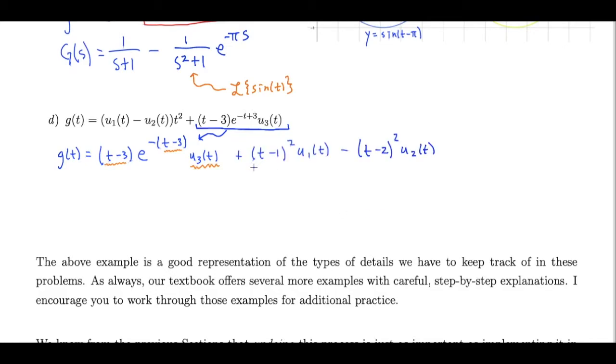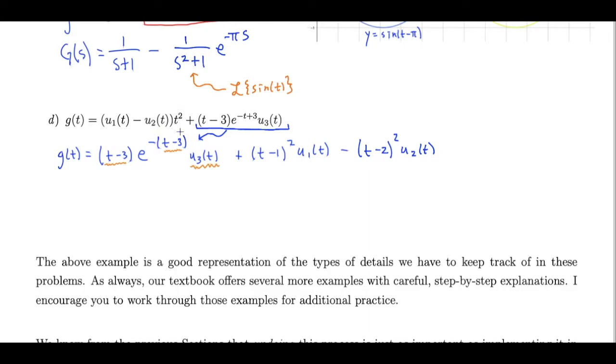So here are the terms that I need. I have a t squared times u sub 1. So in order for the structure to align with what is required by the theorem, I need to make sure that that's shifted by 1 unit. So I need this t squared times u sub 1 to be somehow written in terms of t minus 1 squared times u sub 1.